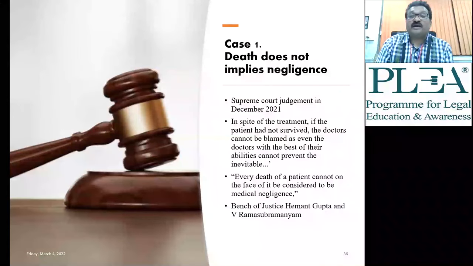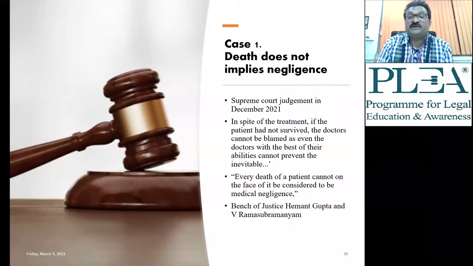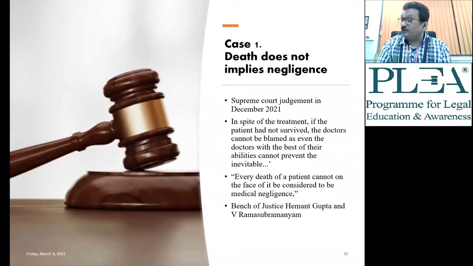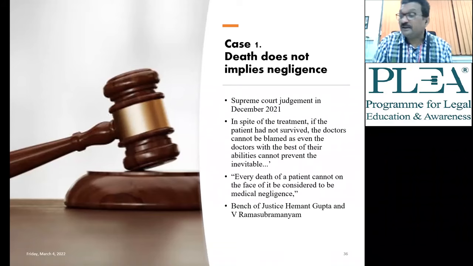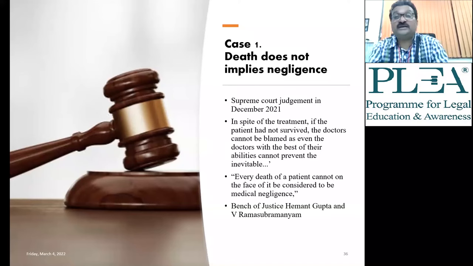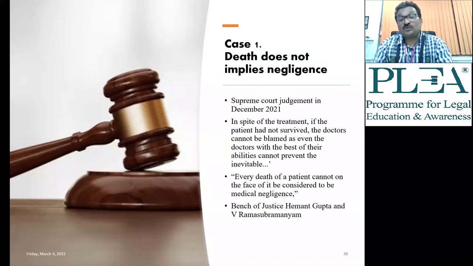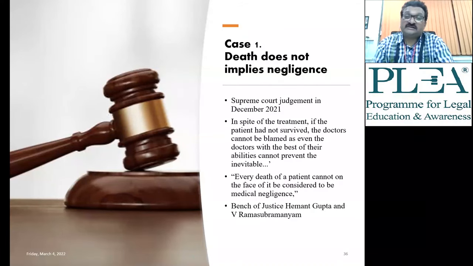Now some case laws, this is very important, I would say. The Supreme Court said in a judgment in December 2021 that in spite of the treatment, if the patient had not survived, the doctors cannot be blamed, as even doctors, with the best of their ability, cannot prevent the inevitable. That means every death of a patient cannot be taken at face value, just by a prima facie look at the death, as a case of medical negligence. This is by and large seen nowadays in common society. Any death is presumed to be negligence only, which this judgment by the Honorable Supreme Court has clearly addressed. Every death of a patient cannot be considered medical negligence based on face value itself. They should provide adequate proof. They should have a concrete opinion of an expert body to prove that.